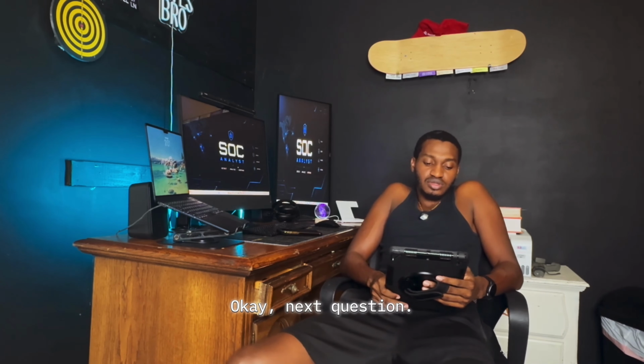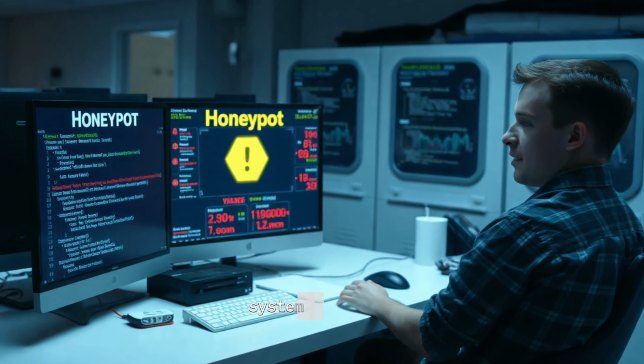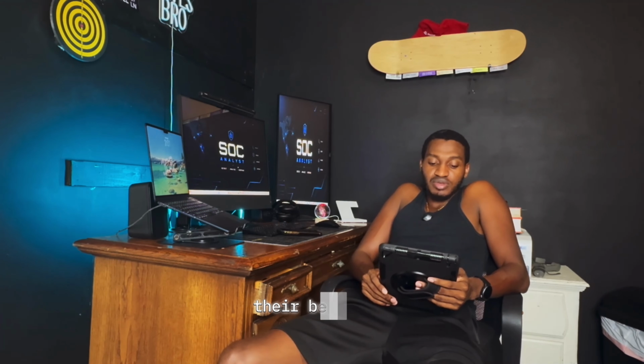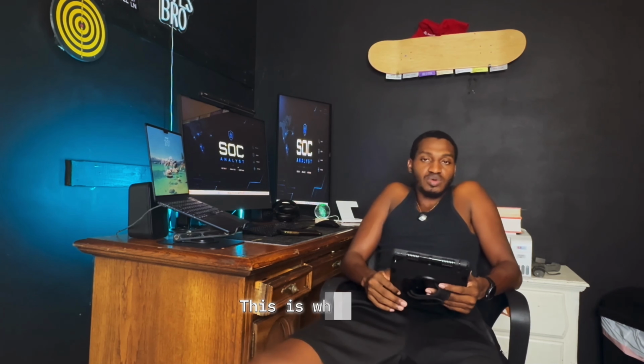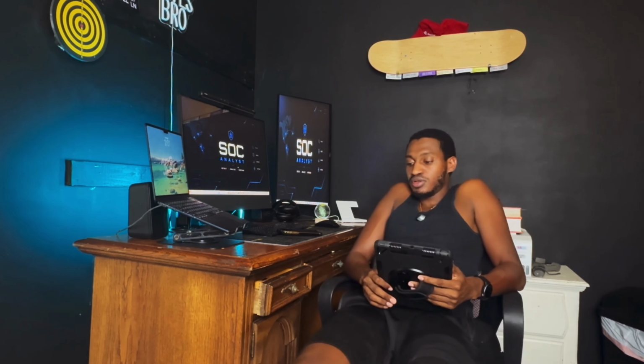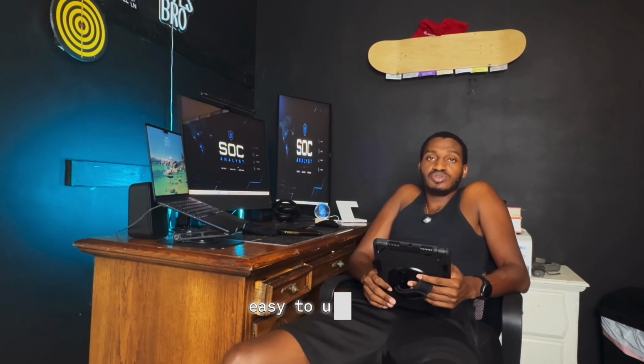Okay, next question. What is a honeypot? Honeypot is a decoy system set up to attract attackers and analyze their behavior. For example, deploying a fake login page to capture attacker credentials. This is what I was telling you about. So we're going to deploy T-Pot. It's a big honeypot system, and it's easy to use too. So we're going to deploy that one and see it in action.